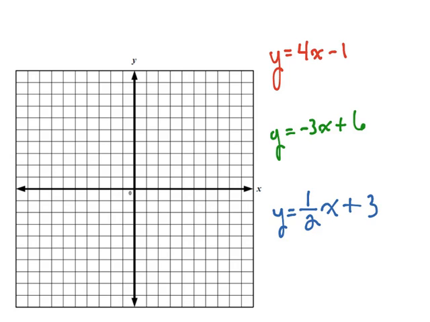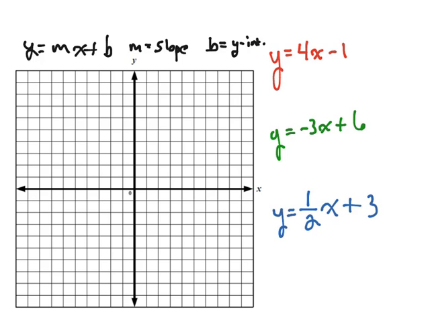Alright, so we're going to quickly graph these three, just so you kind of understand what's going on. And I'll do it by color. What we want to look at is all of these are set into y equals mx plus b. M is your slope, and b is your y-intercept. That means that's where it's crossing the y-axis.